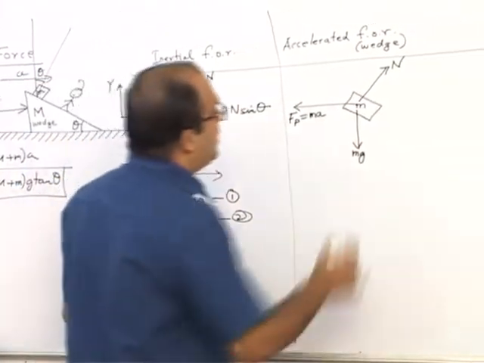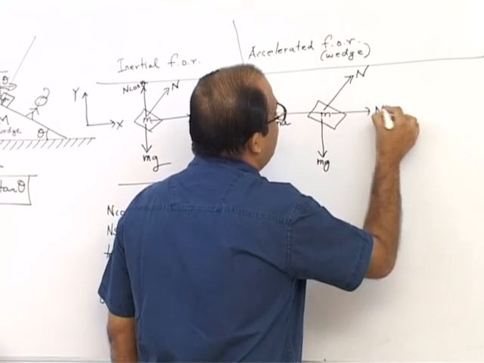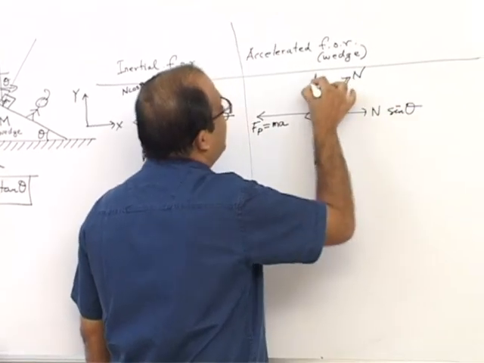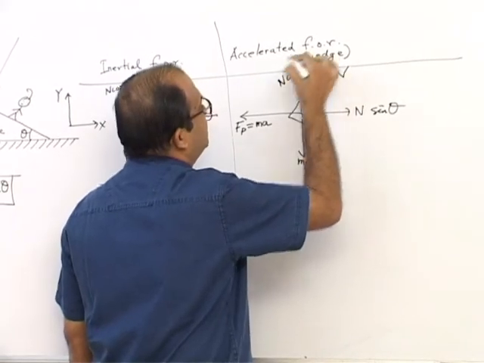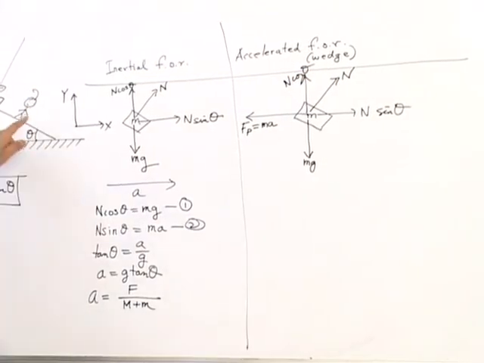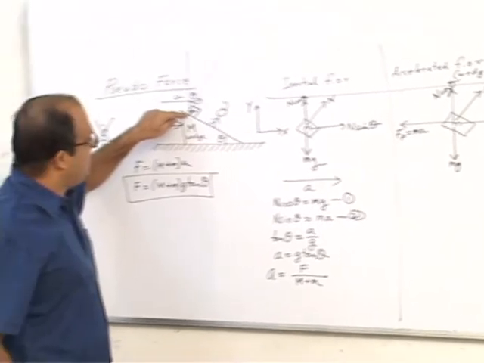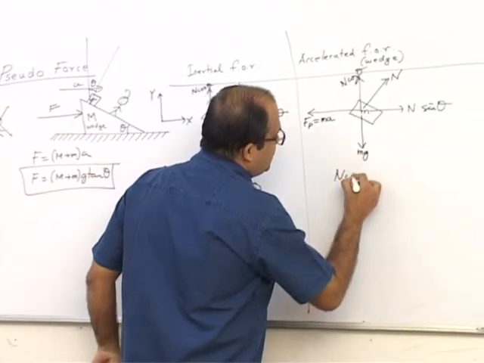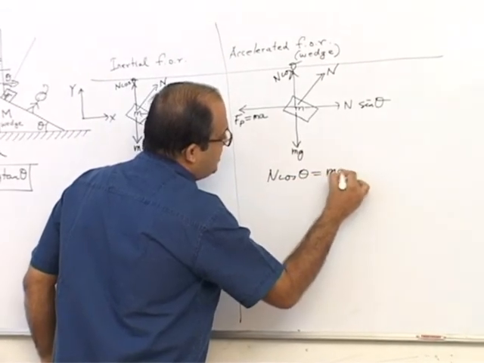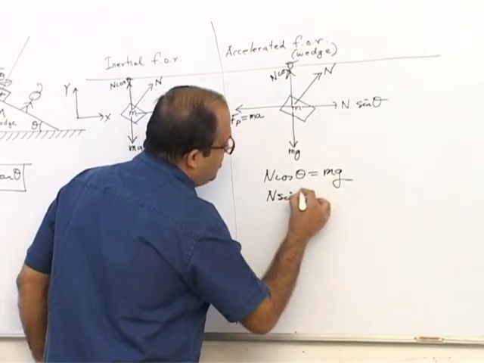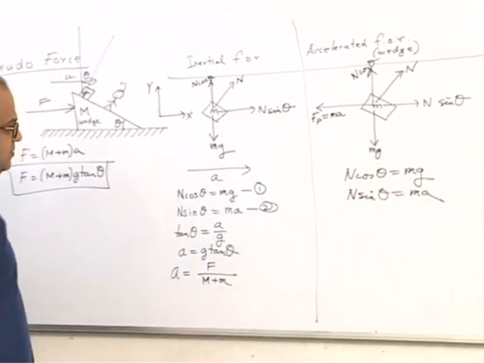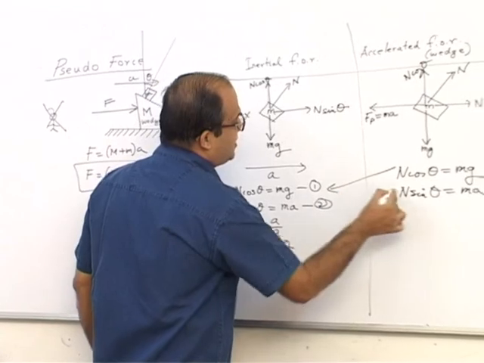Again resolve n into two components. This will be n sin theta and this will be n cos theta. Now in this frame of reference, this m is having no acceleration. So therefore n cos theta will be equal to mg and n sin theta equal to ma. We have got the same equations. So we will get the same results.